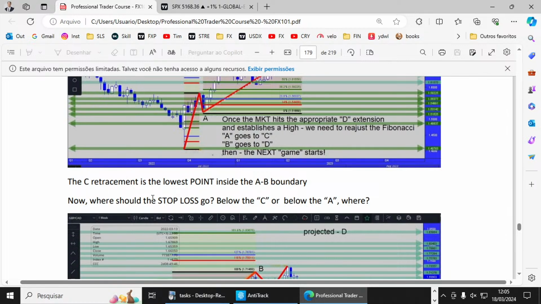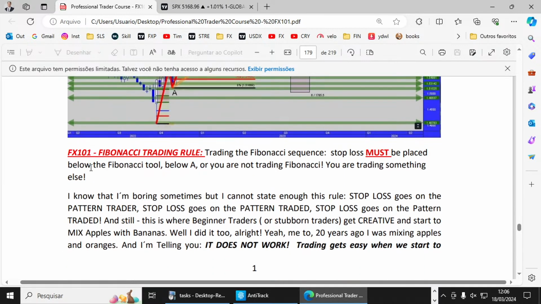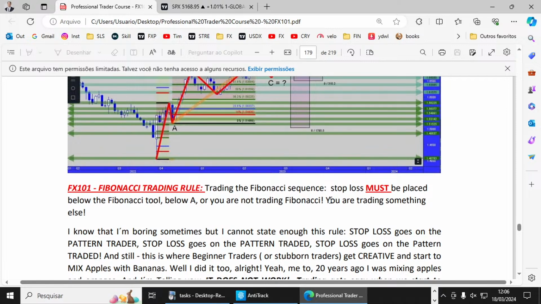Now, where should the stop loss go? Below the C or below the A? Should the stop loss go below the A or below the C? Forex Course 101, Fibonacci trading rule, trading the Fibonacci sequence: the stop loss must be placed below the Fibonacci tool, below the A, or you are not trading the Fibonacci. You are trading something else.